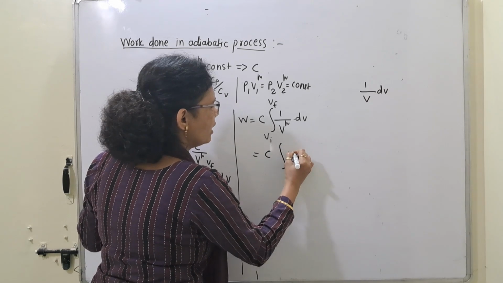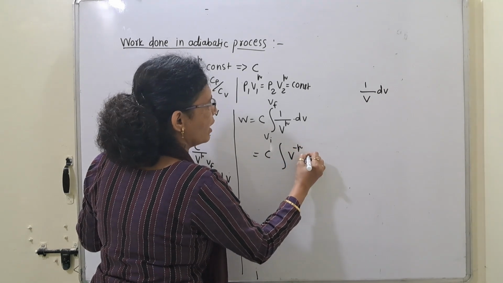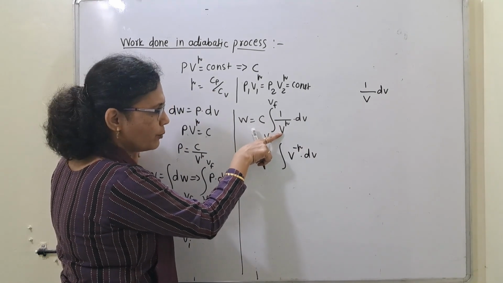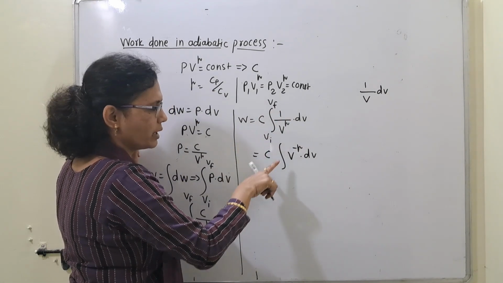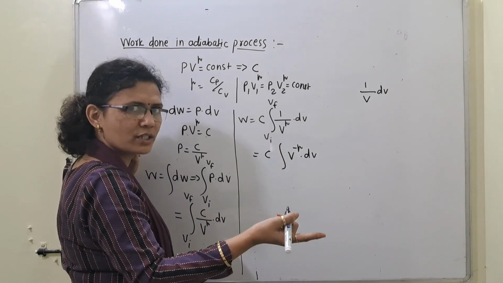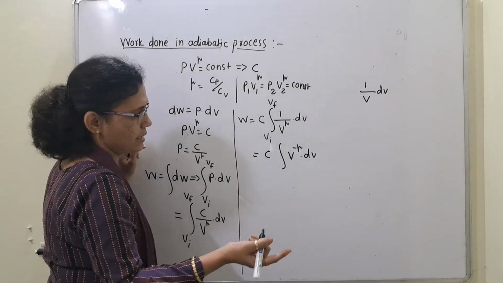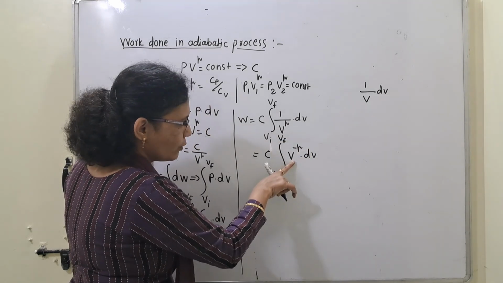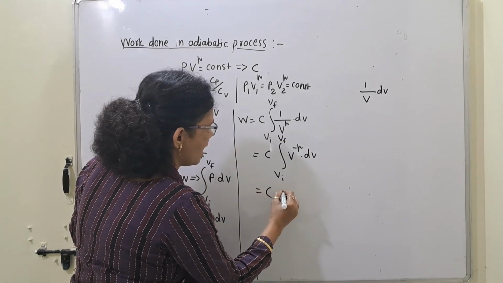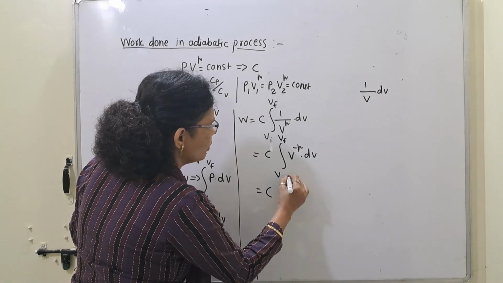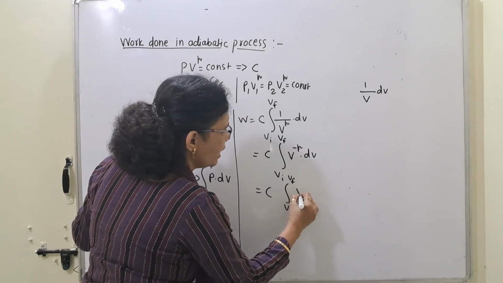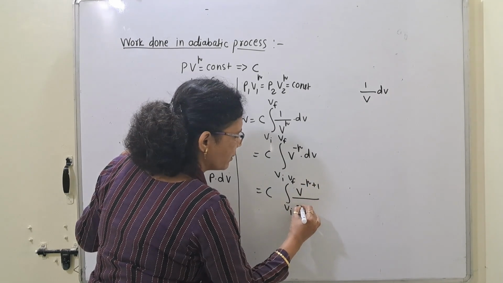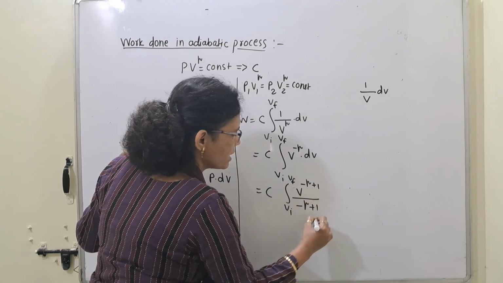See, V raised to minus gamma into dV. Why minus gamma? See, this term from the denominator will come to the numerator. The power will get changed, plus will become minus. So, from Vi to V final, what will be the integration? It is V raised to minus gamma plus 1 divided by minus gamma plus 1, from Vi to Vf.